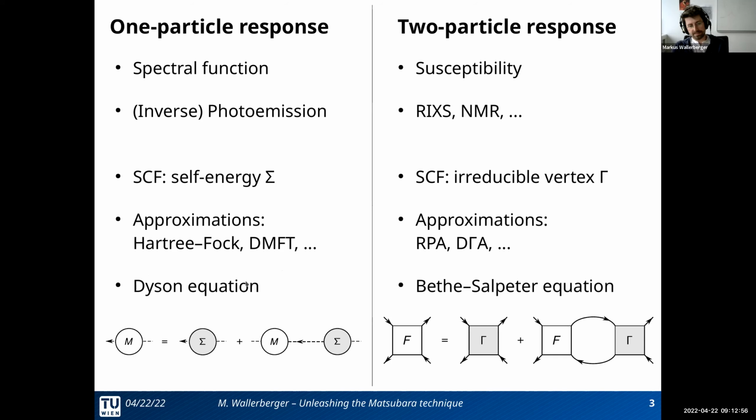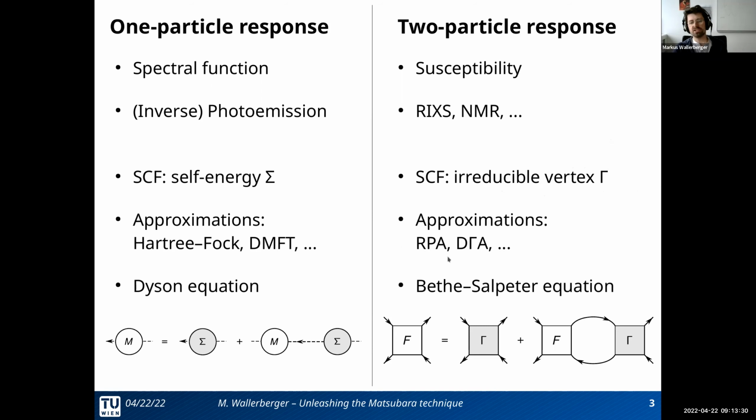Now, how do we connect the self-energy with that propagator? Well, out of that self-consistent field, we have a diagrammatic equation that does that for us. And that is the Dyson equation, which you're probably all familiar with. And the same is true for the 2-particle case. Also there we have a self-consistent field. The situation there is a little bit more complicated, but in the simplest case, we can say that self-consistent field is what's called the irreducible vertex, and we will denote that by gamma.